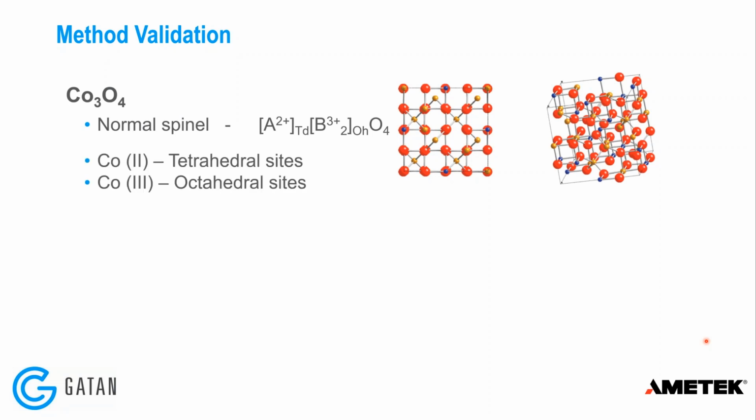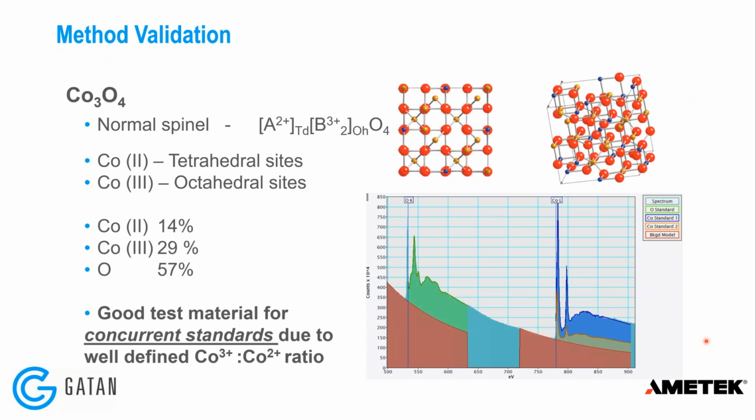What's important here is that cobalt 2 is on tetrahedral sites and cobalt 3 is on octahedral sites. But it has a very well-defined cobalt 3 to cobalt 2 ratio. So it's a really good test material for using concurrent standards.